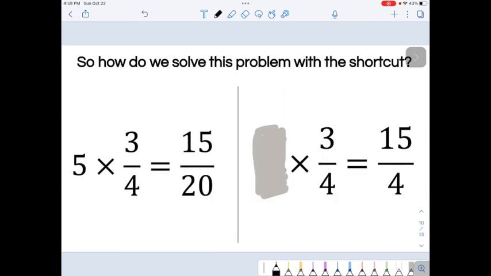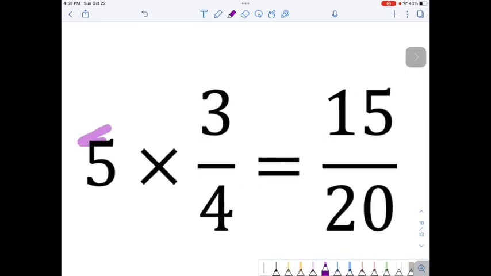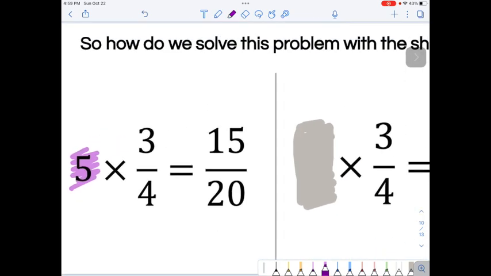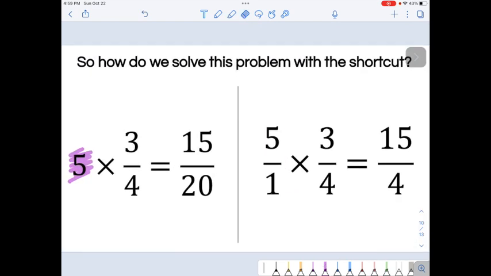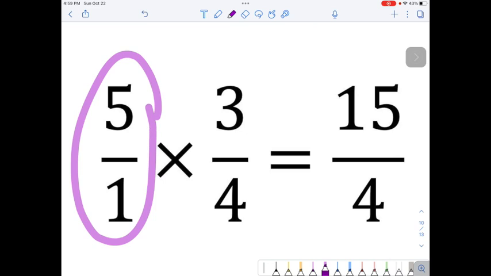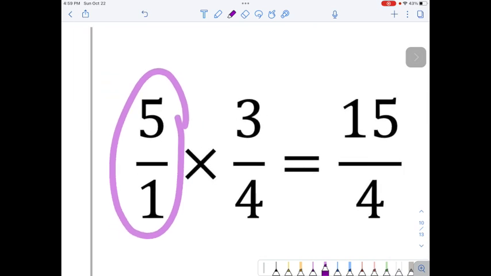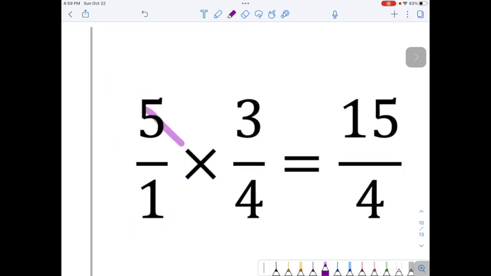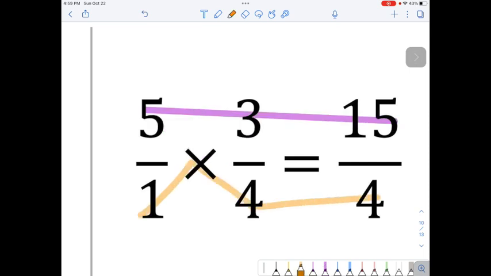So when we are going to solve this problem with the shortcut, here's what I recommend that you do. Don't leave this problem as just a 5 in front. I want you to change it so it looks like this. This is a crazy way to write the number 5, right? But let's just take a look across. We see 5 times 3 is 15, and on the bottom, 1 times 4 is 4. So that gets us to 15/4, which is the same as 3 3/4.